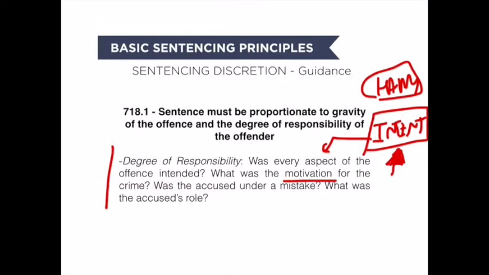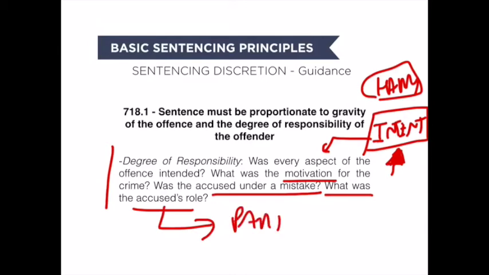Motivation will be considered in this degree of responsibility. Was it pure greed, or were you trying to save your family from starvation? Were you acting under some sort of mistake? As you will learn, mistake of law in particular is not an excuse, but it certainly is a mitigating factor on sentencing. And also, when you're dealing with what's called the actus reus, what was the accused's role? When we get further into this course, you're going to look at something called party liability. And party liability means that if two people do something together, they're both guilty of the crime.